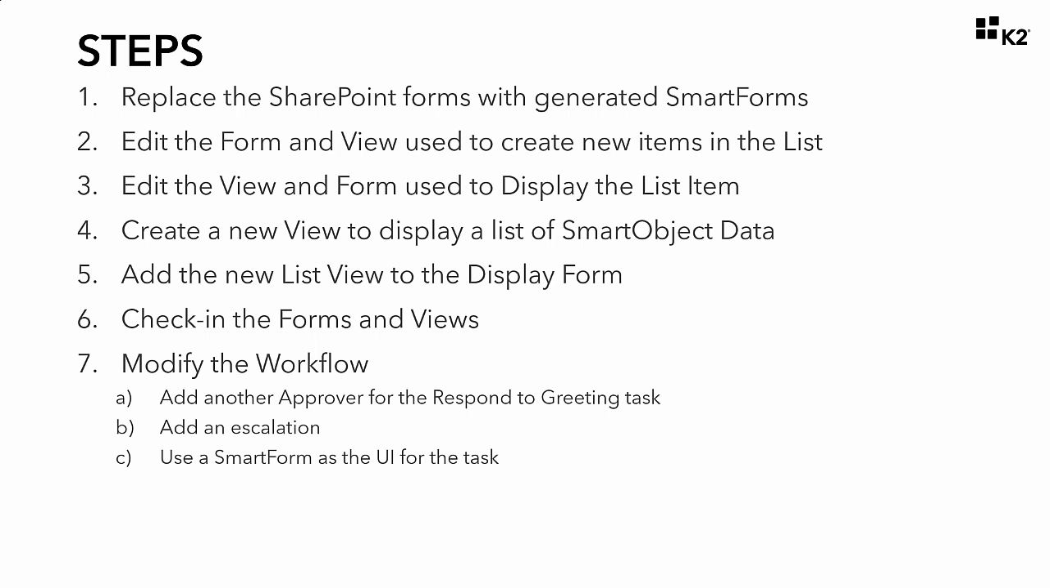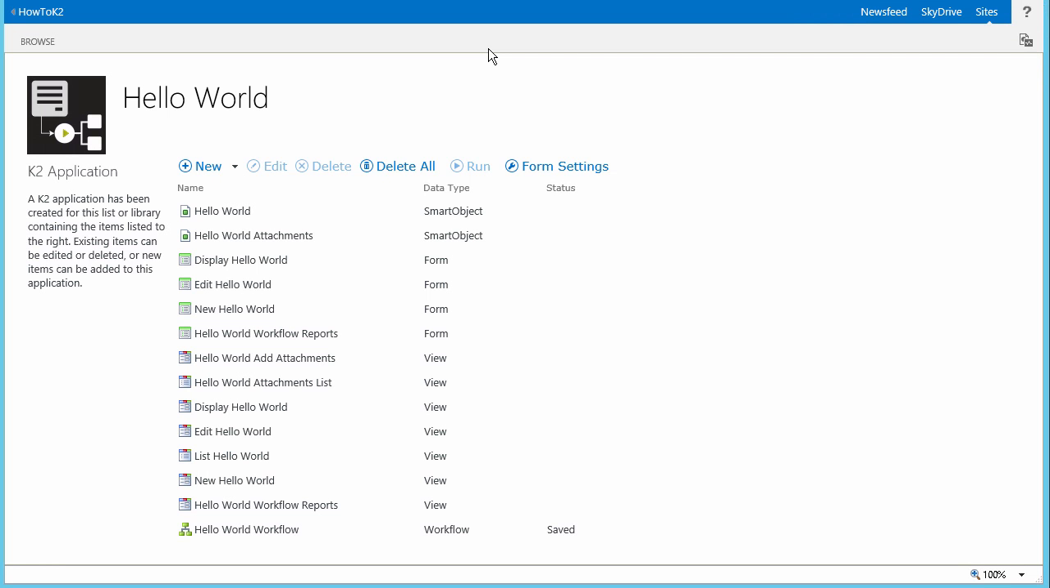In step 7, we will be adding another user to the Respond to Greeting task, as well as configuring this user task so that both users need to say hello for it to move down the Say Hello path. We will also add an escalation to this user task to remind users to complete the task after some time has passed. Finally, we will change this user task so that the workflow uses the new display form as the user interface. Recall that this form replaced the standard Sharepoint page. From the K2 Application Elements page, open up the Hello World workflow for edit in order to begin.